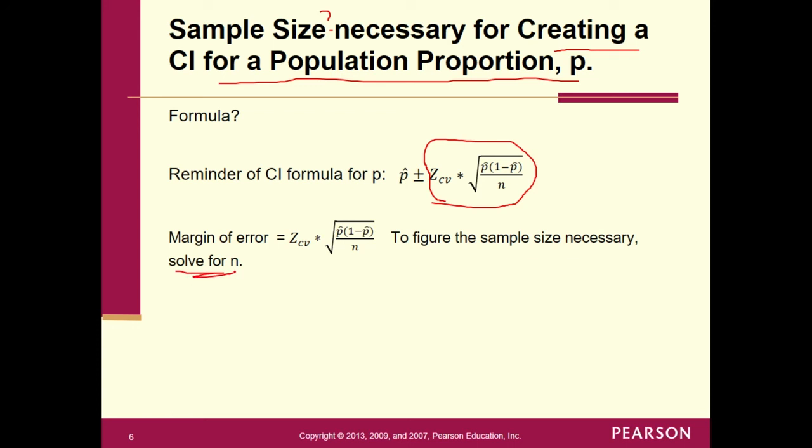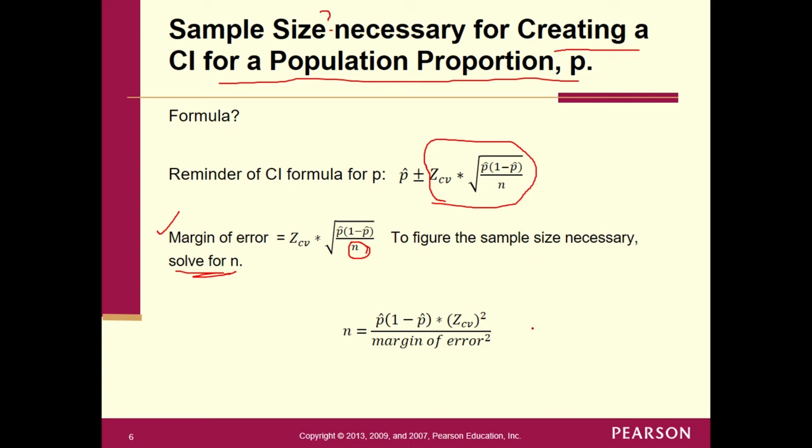Now I'm going to spare you the gory algebra. But if you take this formula, the margin of error is equal to the critical value times your standard error, and you solve for n, that tells you how large of a sample size you need in order to create your confidence interval. And there it is. Notice there is some squaring going on here, and here. Please do not forget about that.